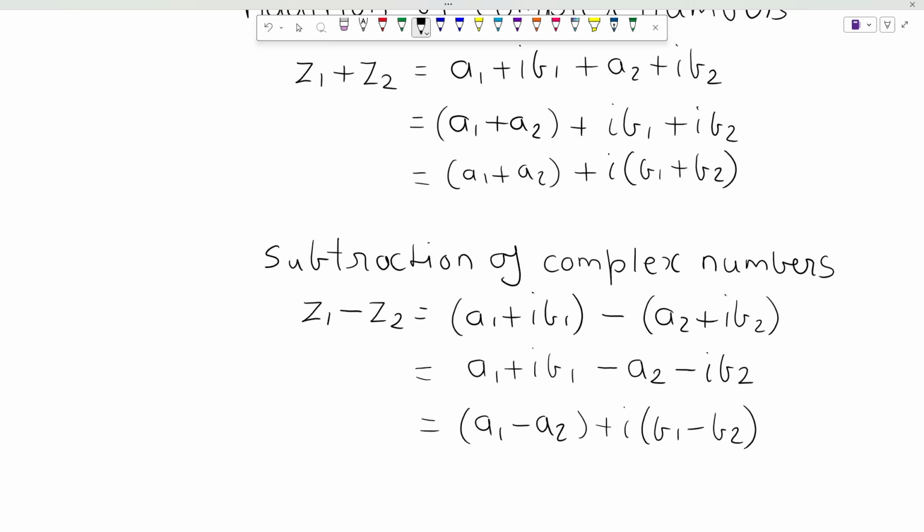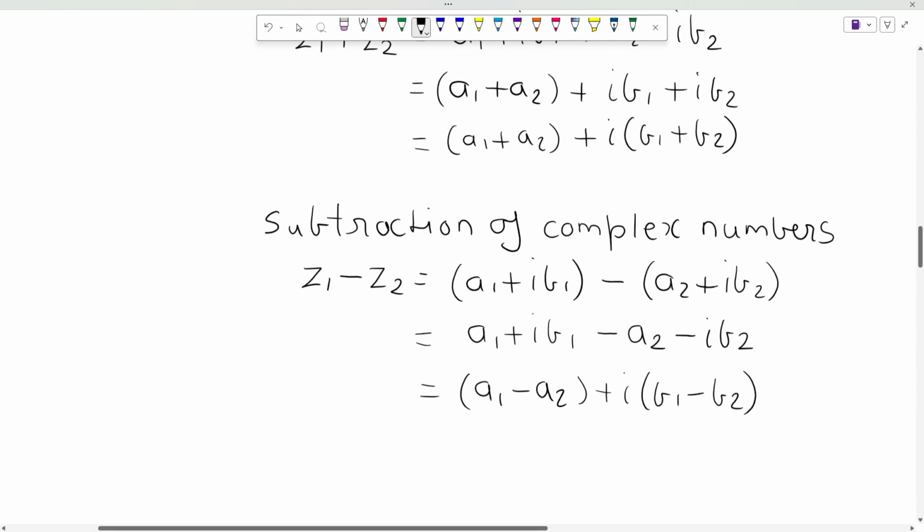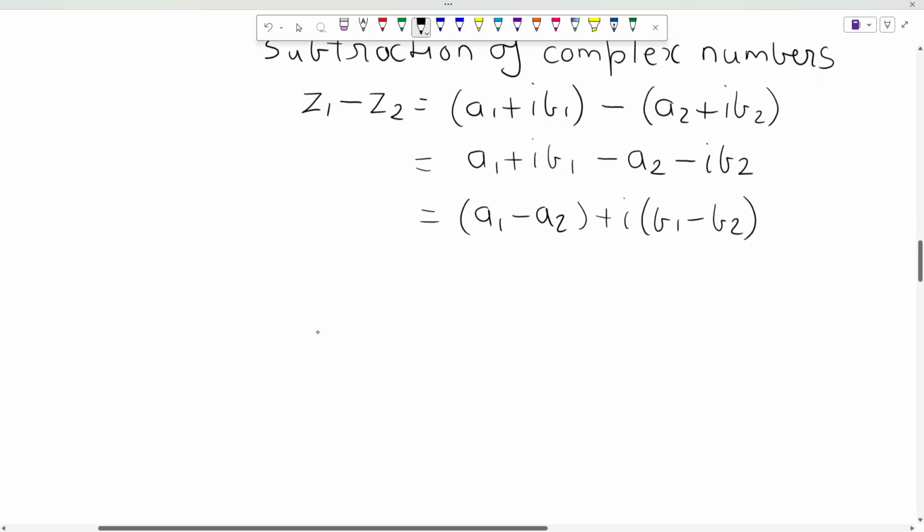Now, if two complex numbers are being added, the real part will get added and their imaginary part will also get added. And if we are subtracting two complex numbers, then their real part gets subtracted and their imaginary part also gets subtracted. Now let us multiply two complex numbers.